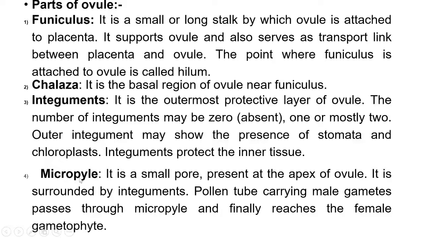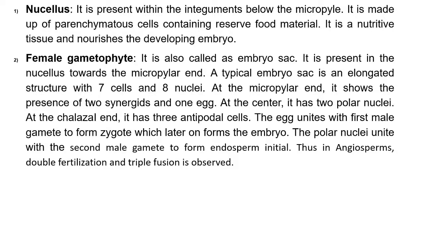The next part of the ovule is the small pore present at the apex of the ovule. It is surrounded by integuments. The pollen tube carrying male gametes passes through the micropyle and finally reaches the female gametophyte. Let us see the diagram of the parts of a typical ovule.